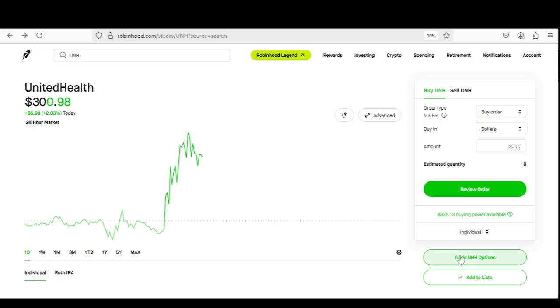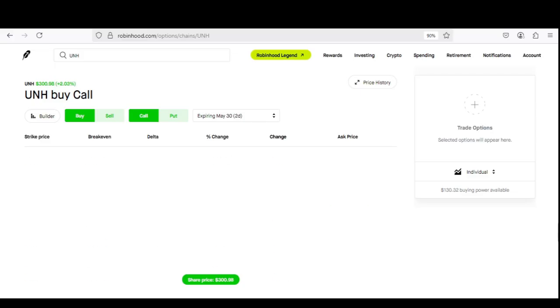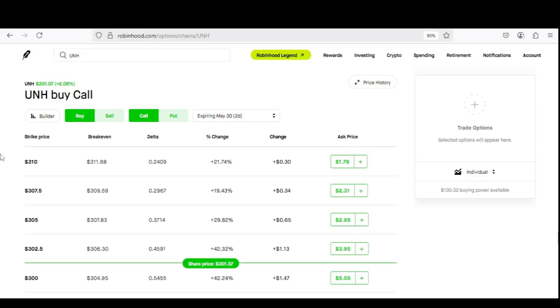So we're going to go to the bottom here and hit trade UNH options, and that opens up our option chain. Now, for those of you that are new to the channel or new to options, this entire area down here is known as the option chain. Now, what the option chain does is that it gives us enough information in order for us to make an informed decision.